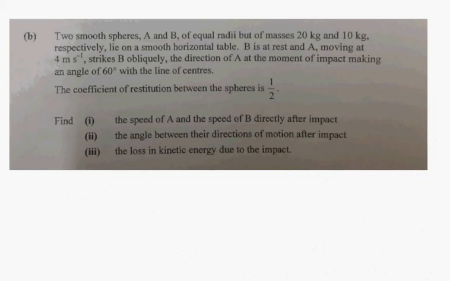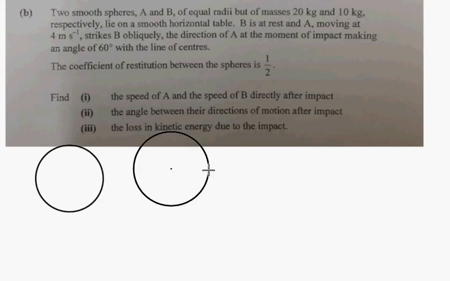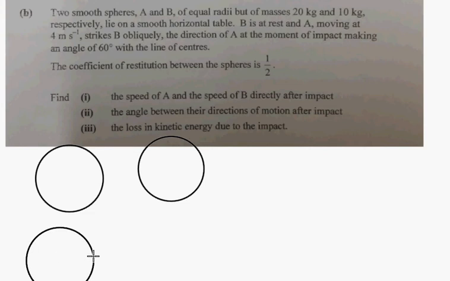Next one. Two small smooth spheres A and B of equal radii but of masses 20 kilograms and 10 kilograms respectively lie on a smooth horizontal table. B is at rest. A is moving at 4 meters per second, strikes B obliquely, the direction of A at the moment of impact making an angle of 80 degrees with the line of centers. The coefficient, the e value, is a half.